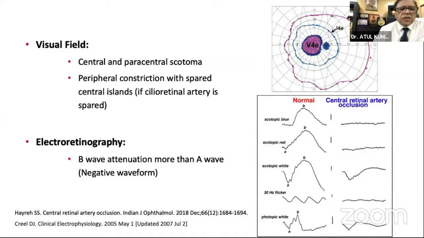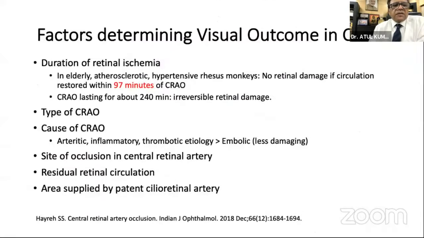The ERG may show a totally flat trace because the B wave is badly attenuated. The B wave comes from the bipolar cells. The A wave is from the photoreceptors, but the B wave is from the inner retina, so the inner retina gets affected. The outer retina is supplied by the choroidal vessels.